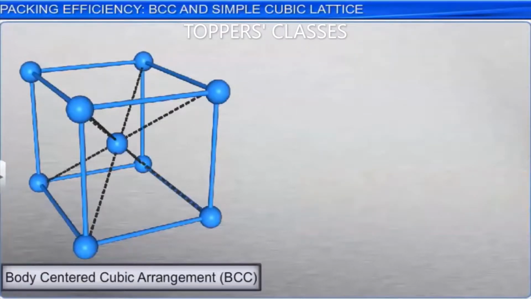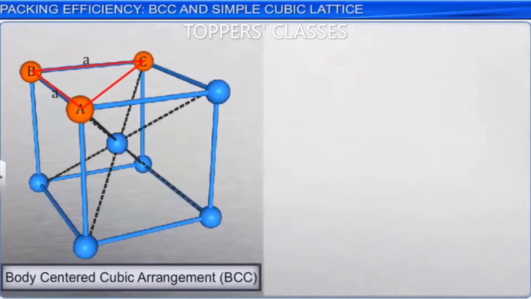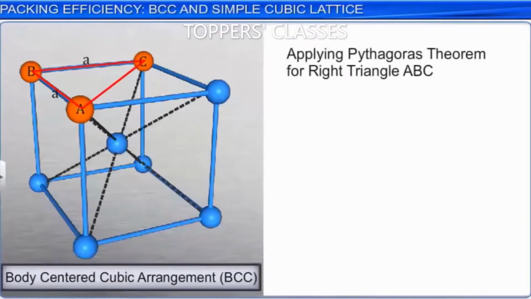Consider points A, B and C on the unit cell which form a right-angled triangle. Therefore, on applying Pythagoras theorem, we can say AC square is equal to AB square plus BC square. Substituting the values, we get AC square is equal to a square plus a square, which is equal to 2a square.